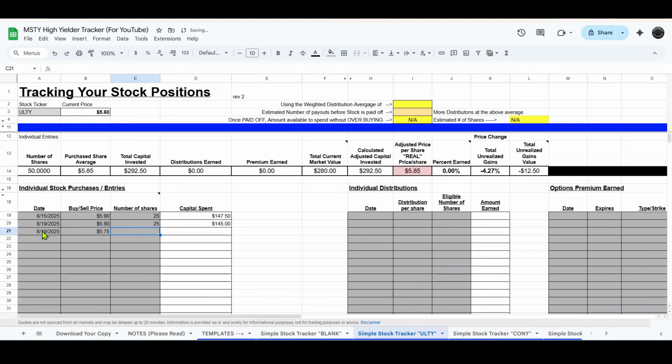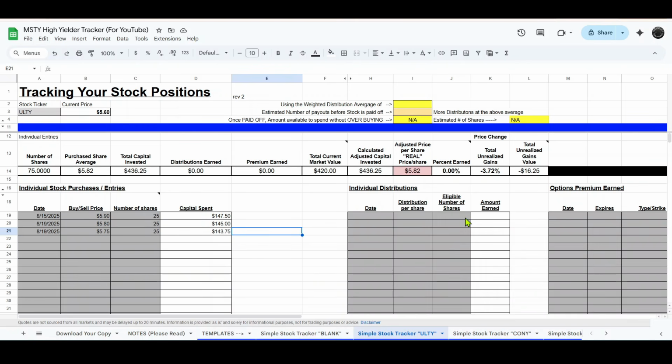And how many shares did I buy that time? Well, you guessed it, 25 shares. Boom, and there we go. And we are at a real average price of $5.82. And yes, it is the same as the purchase share average over here.